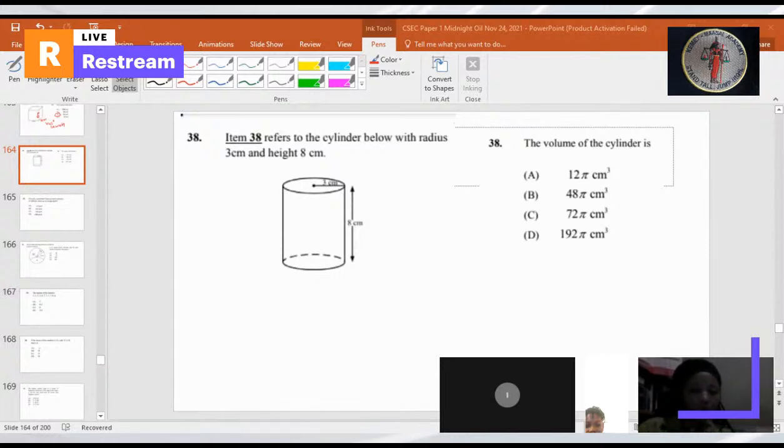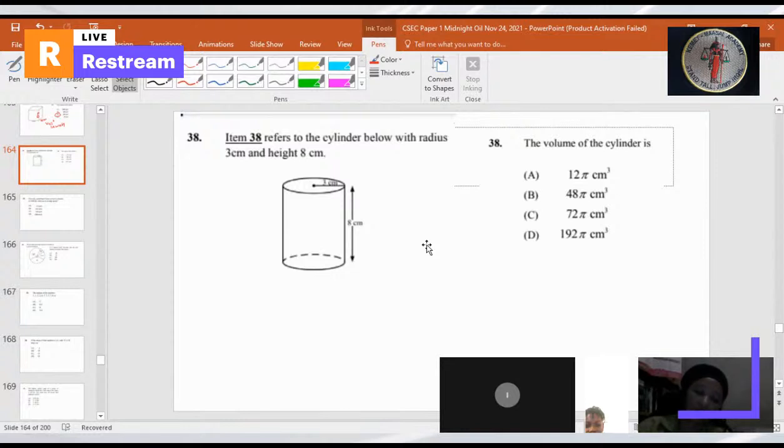The volume of the cylinder. Speak up, Dreshan. So as to find the volume, it's length times width times height. But this is a cylinder. The cylinder doesn't have length and width. It has a circular base.